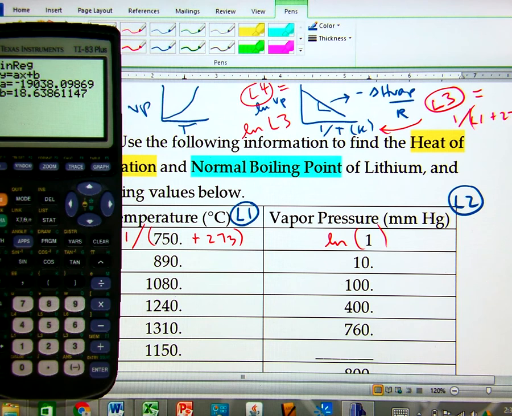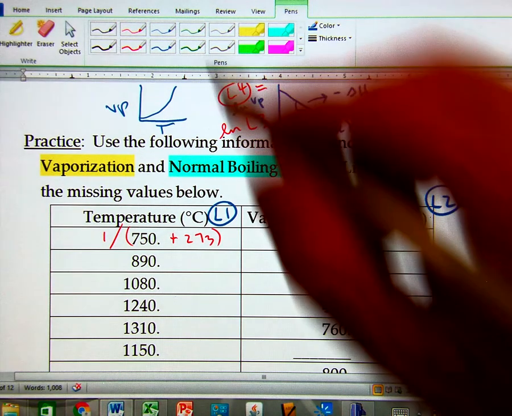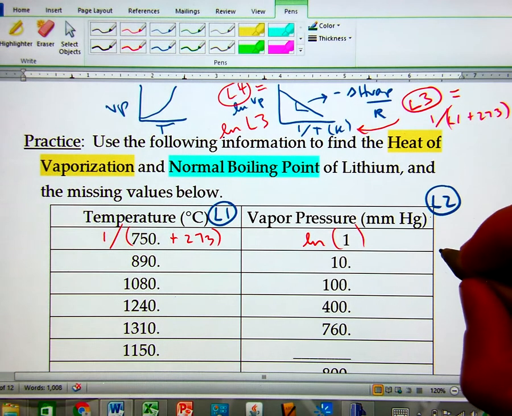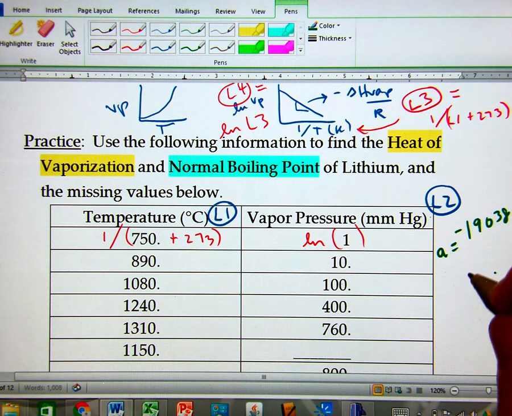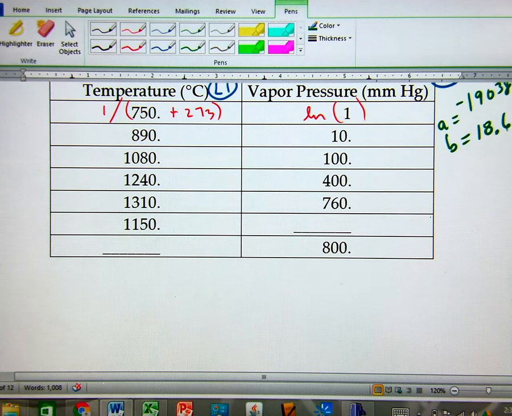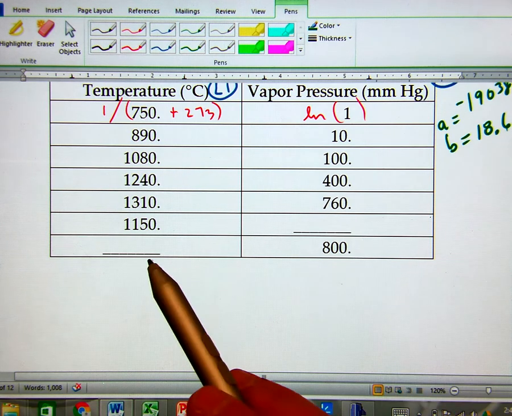So we're going to copy down the A and the B. The A, the slope, was negative 19,038, and the B was 18.6. So that happens for our equation of our line. So now what we're going to do is we're going to use that information to find the HVAP from the slope and find the missing vapor pressure and temperature.